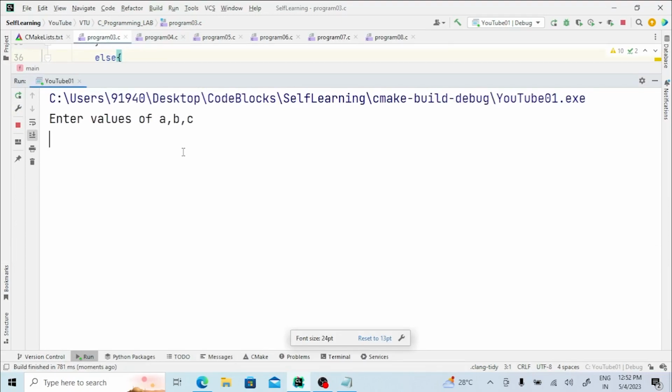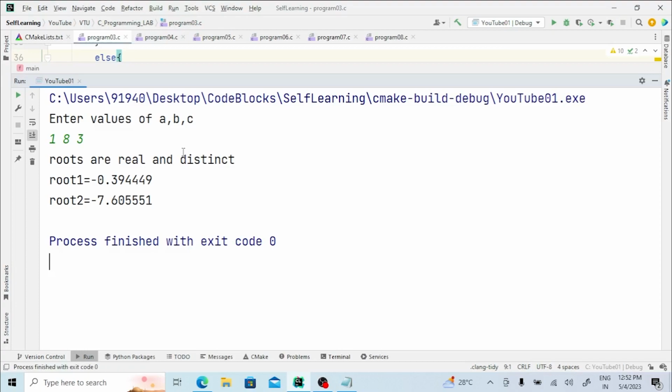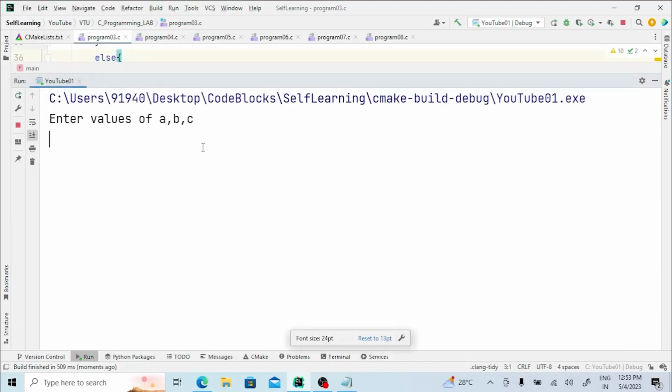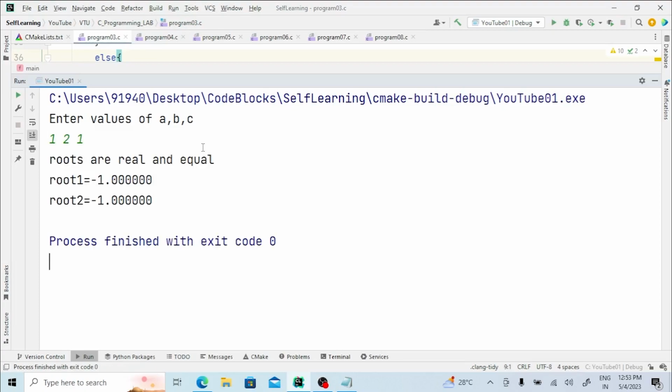Then let's take another case. If I enter some other values, let's say 1, 8, 3, the roots are real and distinct, and the roots are as given below. Now suppose the discriminant is equal to 0, in that case I have to give the values as 1, 2 and 1. Now the roots are real and equal, so the roots are -1 and -1.